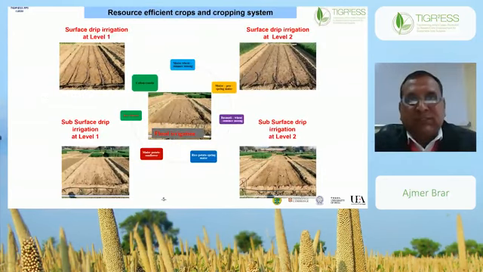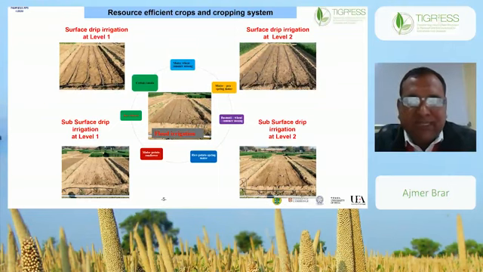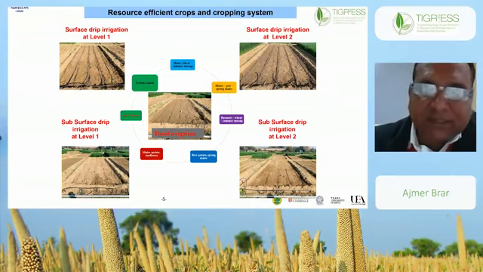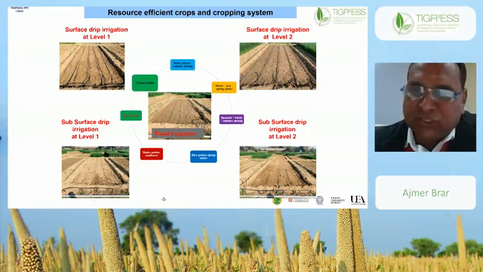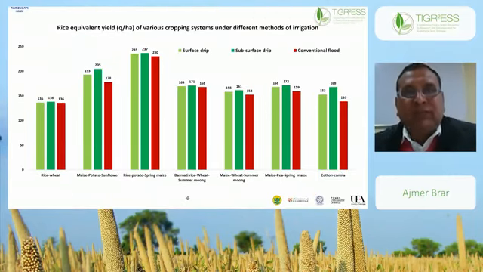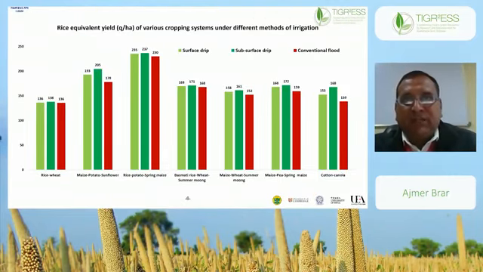So these are the water efficient cropping systems. We can see the layout of the surface drip irrigation lines, and below it the subsurface drip irrigation lines, with flood irrigation in the center. Subsurface drip lines are laid 20 centimeters below the surface with a machine developed by PAU to lay these drip lines.